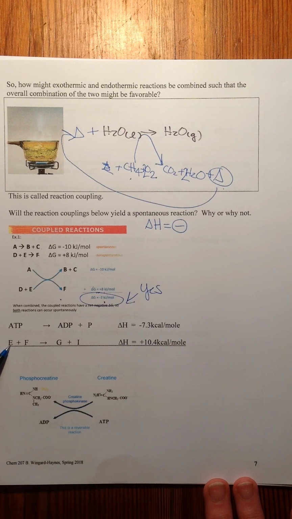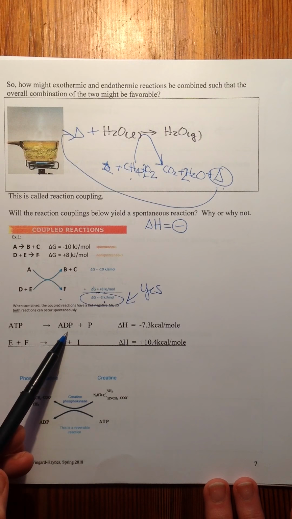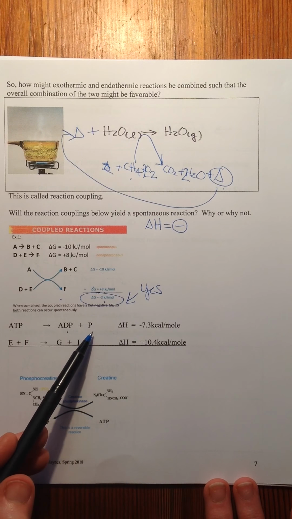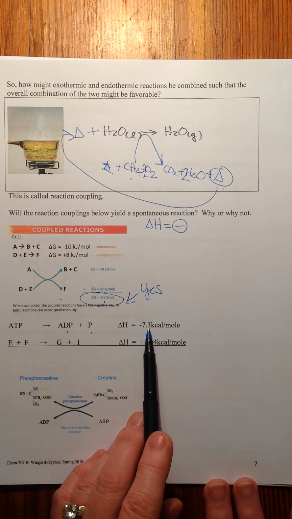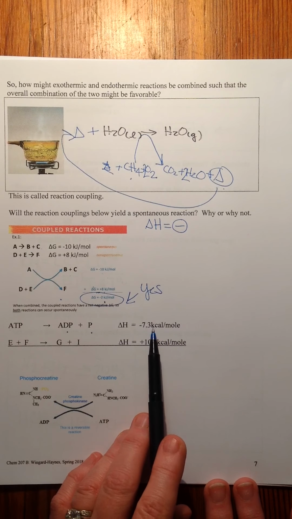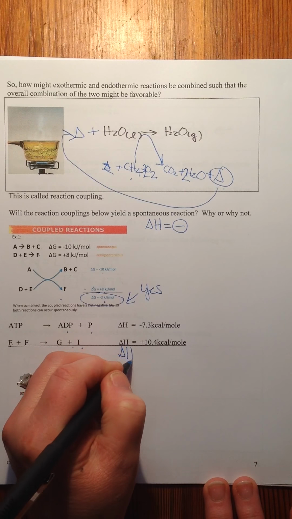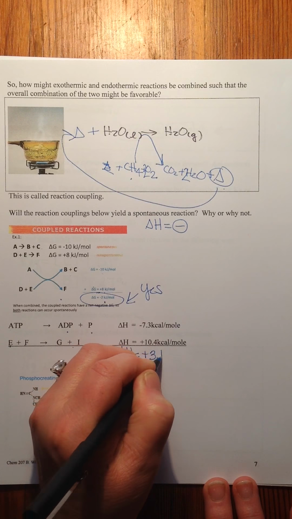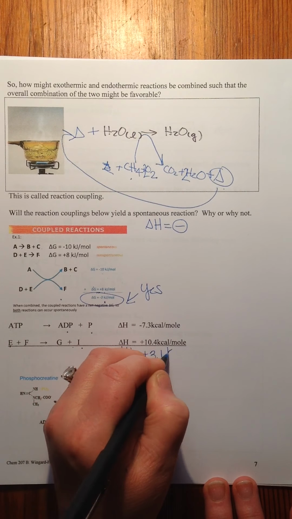Okay? In this example, ATP yields ADP plus a phosphate. Many of you have seen this. If you haven't, don't worry. But the general reaction has a delta H of negative 7.3 kcals per mole. That means that this heat is given off. Well, where is this 7.3 kcals going to go? Well, it's going to be used to see if it's enough to drive this second reaction, E plus F yields G plus I. Well, when we add these together, we end up with positive 3.1 kcals per mole.